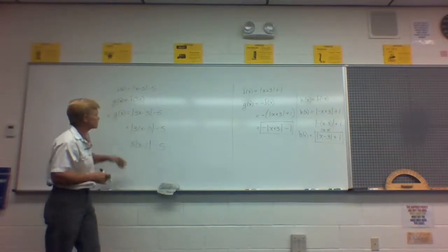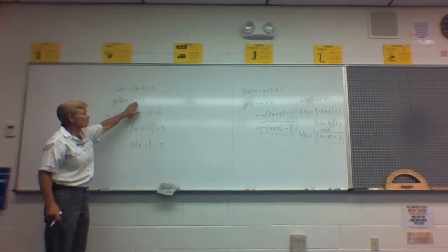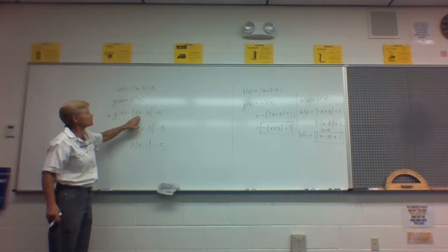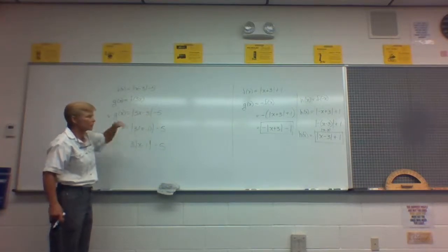Did y'all follow the process? This is a horizontal shrink of 1/3. That means this notation means to replace the x's in f with 3x. When that's done and you've cleaned it up as much as possible, I mean, this is a little cleaning, but this is a whole. You're done.